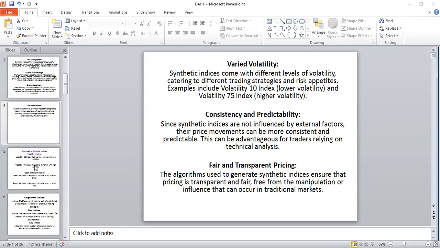Like I said, looking at this, we have types of synthetic indices, or rather, let's even look at examples of it. The examples include the Volatility 10 index. We have Volatility 75. I'm talking about volatility indices itself. We have that, we have 100, we have 50, and so on and so forth.